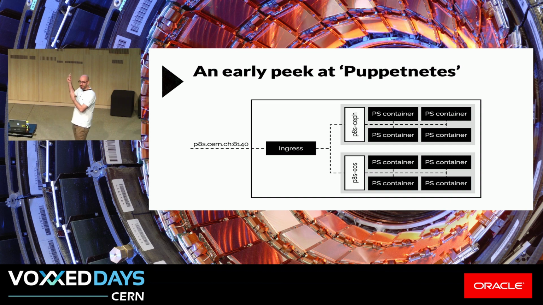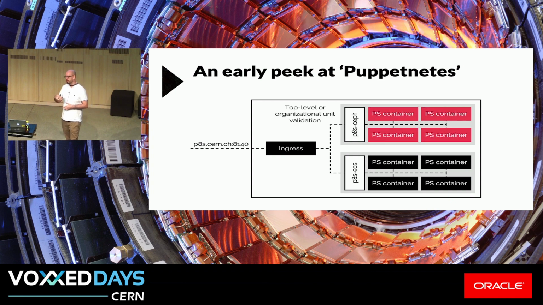It's what I like to call Puppetnetes. And what is in here is a single cluster in which we have different splits, namespaces in Kubernetes for different teams. In this case, we saw Ceph and EOS. In these namespaces, we are using the same containers that we used in the first prototype with a single difference. In this case, all these containers are going to actually validate that a request that is arriving from a node can be executed in that container.